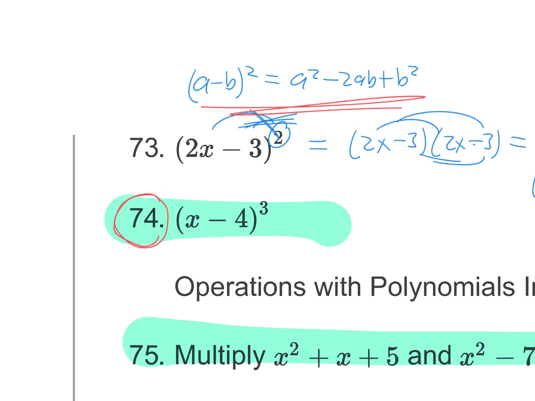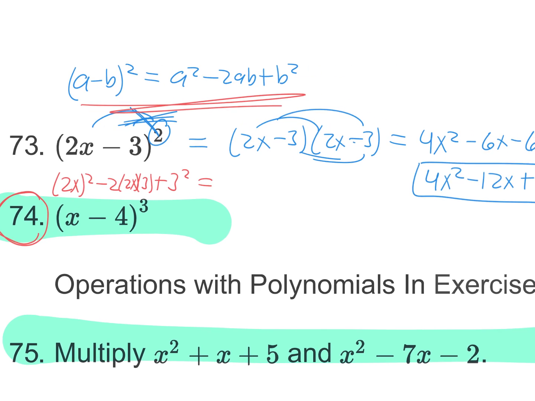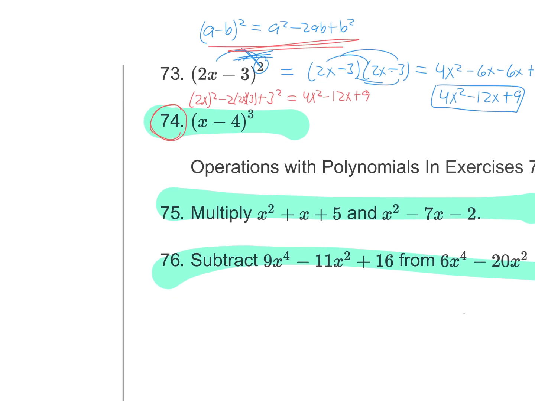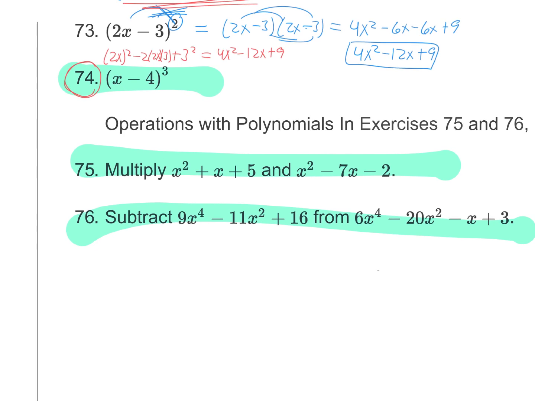I'll show you with 73, you can very simply square the first, square the last, and then double their product in the middle. Minus 2 times 2x times 3. You still get the same thing. You still get 4x squared minus 12x plus 9. Same thing with 74. You can check the notes for that special product, or you can write it 3 times and multiply it. But I will say doing it that way is going to take a lot of time.